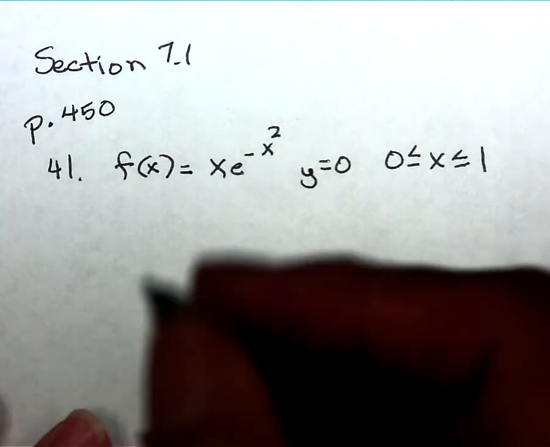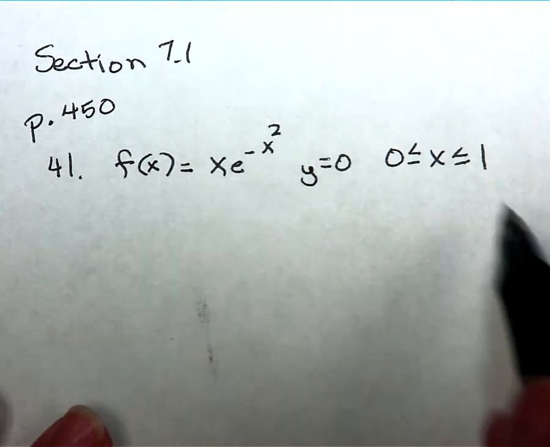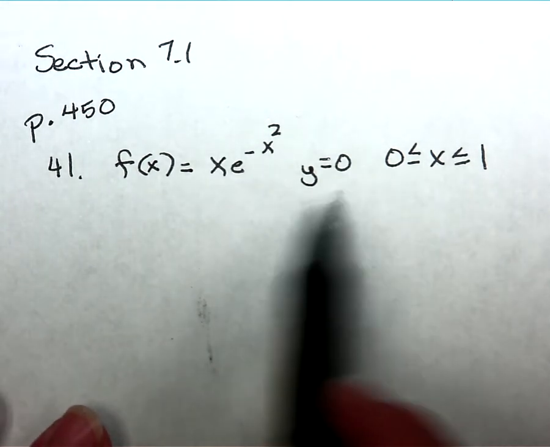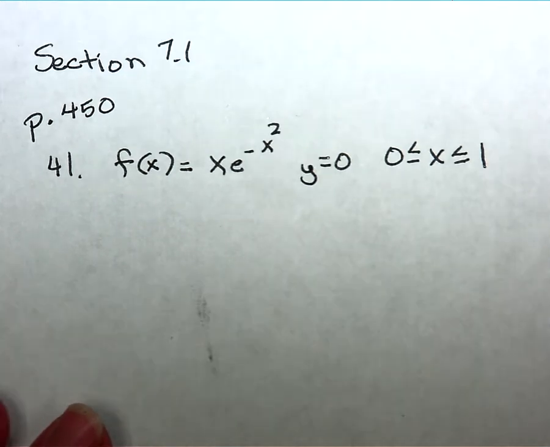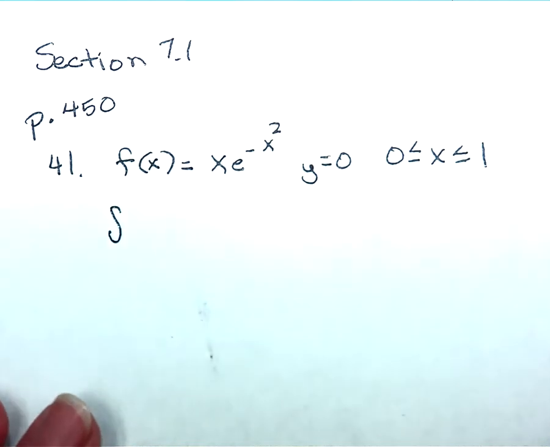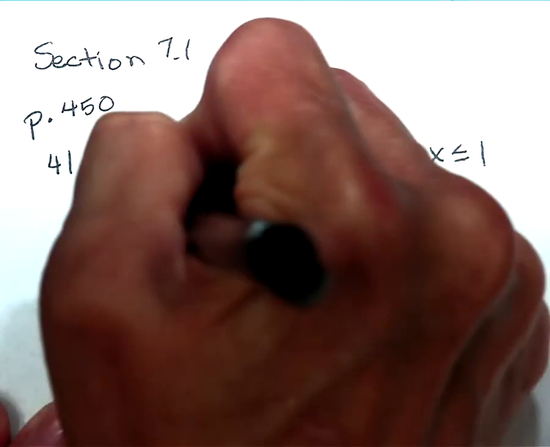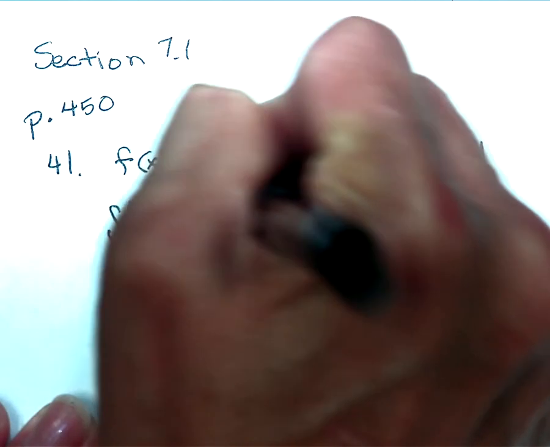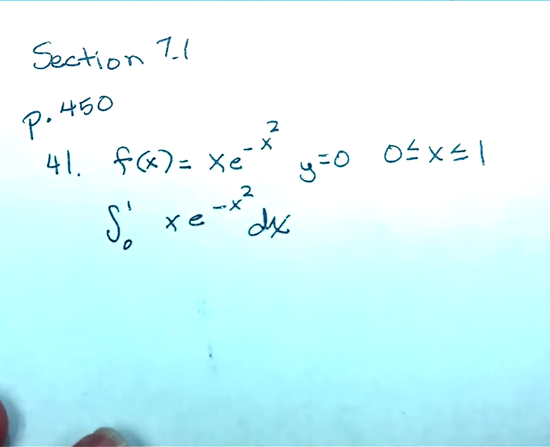If we want the area under this curve bounded by the x-axis and the 2 vertical lines x equals 0 and x equals 1, then we look at the graph, make sure that it's above the x-axis, and if it is, we can integrate from 0 to 1 of x e to the negative x squared dx. So, what were you thinking u would be?